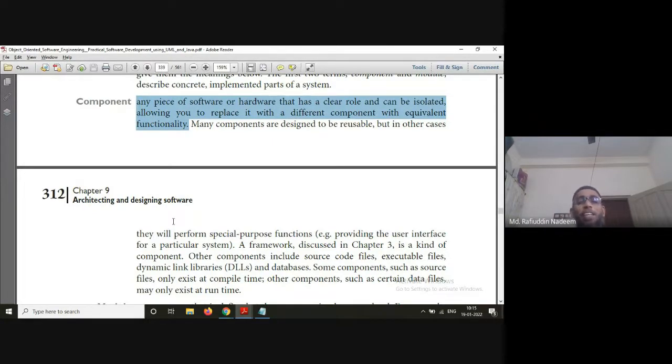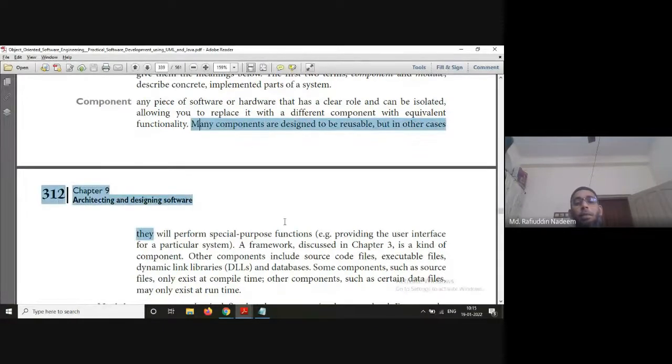Fine. Let me continue. Now, many components are designed for reusability, but in other cases it is meant for a specific purpose, specific functionality only. Providing the user interface for a particular system is not reusable because it is meant for only that system. Whereas a framework, which we have discussed in the beginning classes, is a kind of component which is generally used for attaching other components and making them work together.